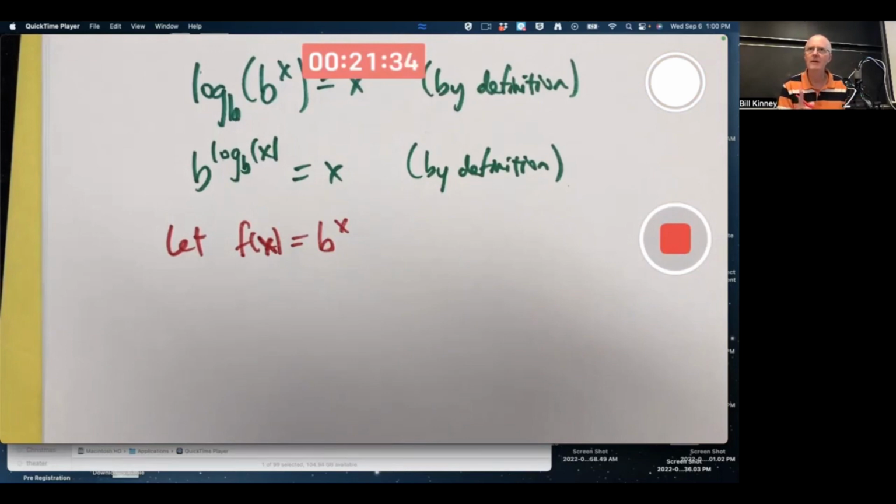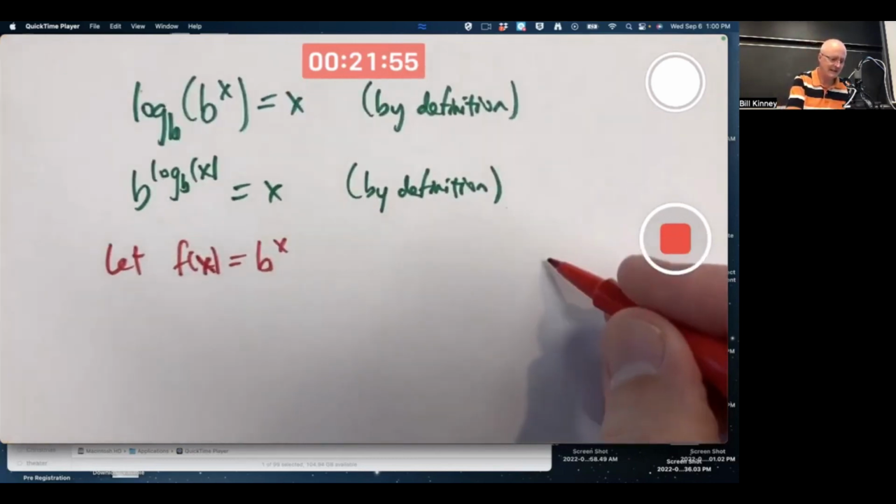why shouldn't it be equal to 1? Because if b were 1, it'd be 1 to the x. And 1 to the x is always 1. It's not really an exponential function. It's a constant function. Its graph is horizontal. And it fails to be 1 to 1. It's got no inverse function. That's why we don't want b to equal 1.